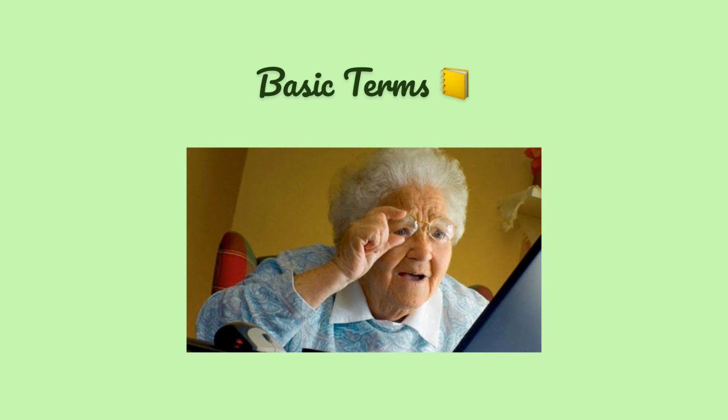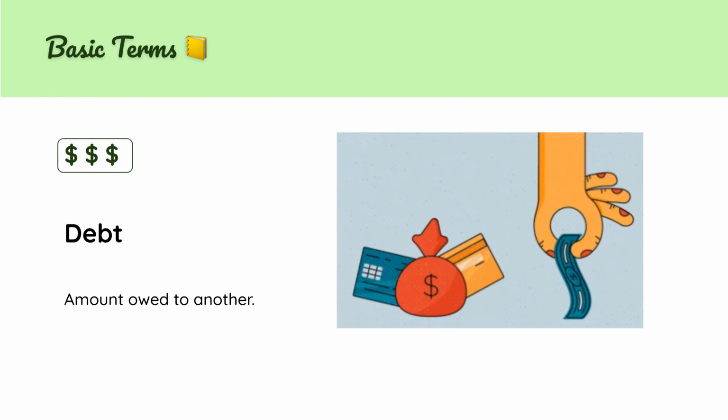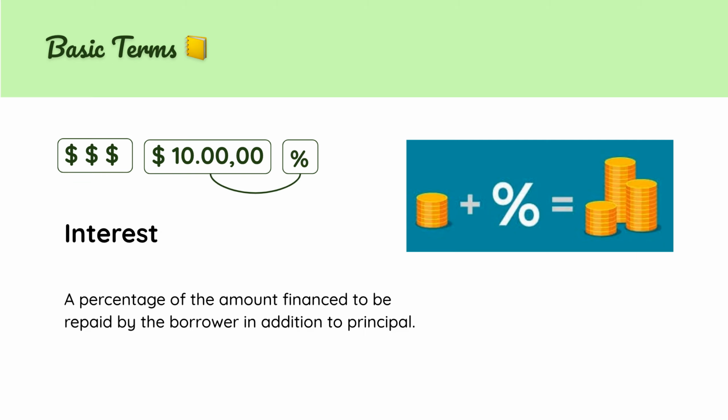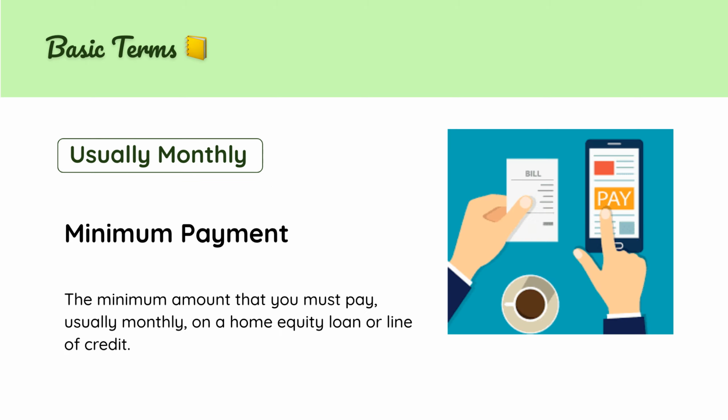Let's start with the basic terms. Debt is an amount owed to another. Principal, the total amount borrowed in a loan. Interest, it's a percentage of the amount to be repaid by the borrower in addition to the principal. Minimum payment corresponds to the minimum amount the customer must pay on a loan. It is usually monthly.